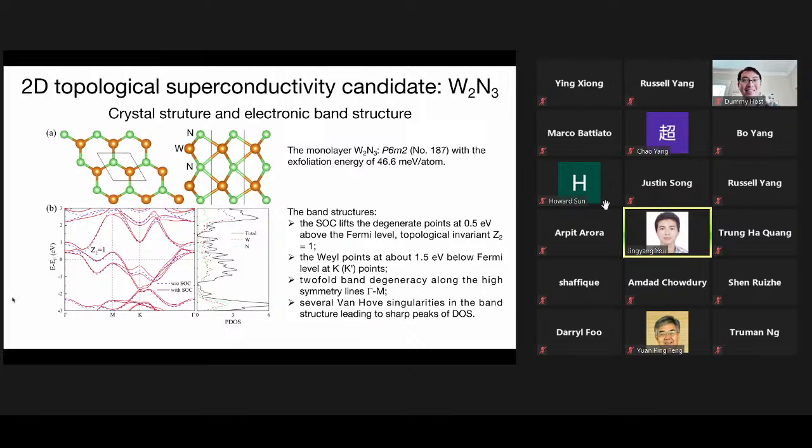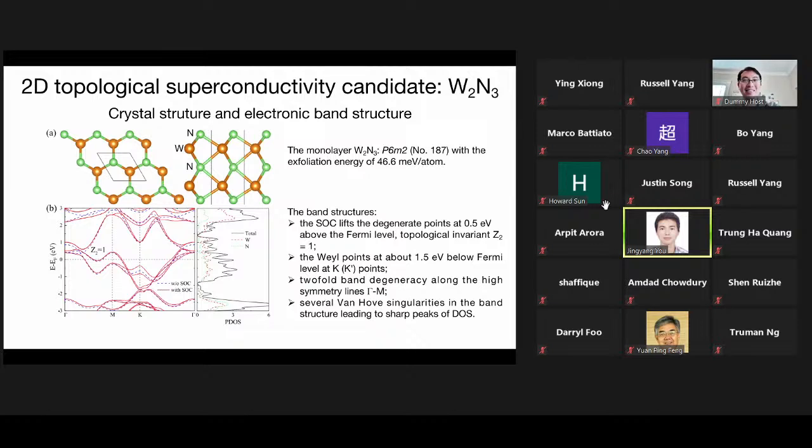The band structures present many interesting features. First, the spin-orbit coupling leaves the degenerate point at 0.5 eV above the Fermi level, leading to a non-trivial band topology characterized by a topological invariant Z2, and Z2 equals 1.